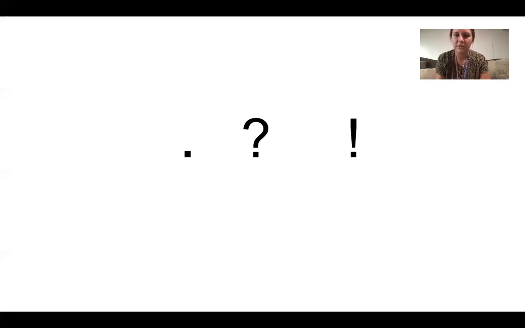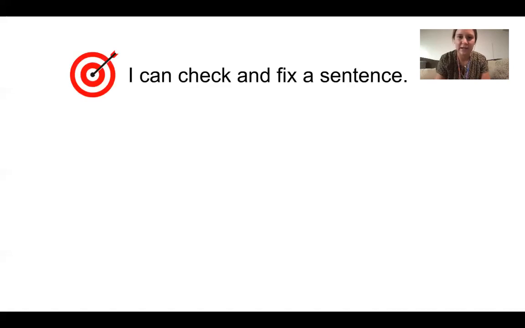So we're going to practice correcting a sentence together. Our learning target today says, I can check and fix a sentence. So when we're checking a sentence, we're checking that it has a capital letter at the beginning, the correct punctuation mark at the end, and that it has a noun and verb and is a complete thought that makes sense. We also need to check for spaces between the words. So those are the 4 things that I'm looking for.